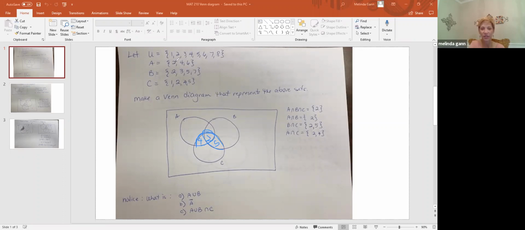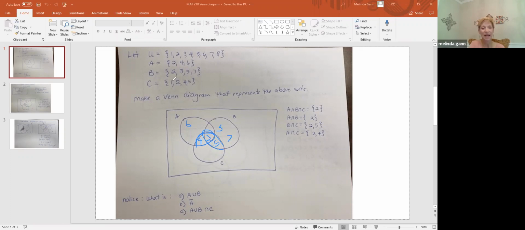Inside of A, I need a 2, a 4, and a 6. Well, I've already got the 2 and the 4, but I'm missing the 6. But I can't put it here or here because that would stick it in some sets it doesn't need to be in. All right, inside of circle or set B, I need 2, 3, 5, 7. So do I have 2, 3, 5, 7? See, I've got the 2 and the 5, but I'm missing the 3. So the 3's got to be somewhere, and I'm missing my 7.